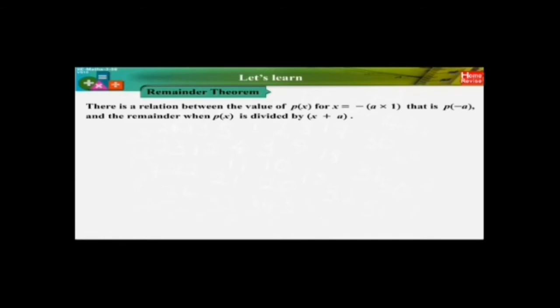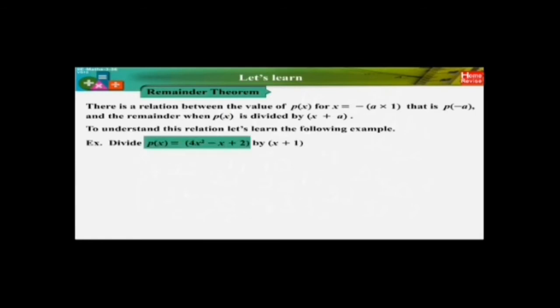Remainder theorem. There is a relation between the value of P of x for x is equal to minus a multiply 1, that is P of minus a, and the remainder when P of x is divided by x plus a. To understand this relation, let's learn the following example. Divide P of x is equal to 4x square minus x plus 2 by x plus 1. Note that here x plus a is x plus 1.